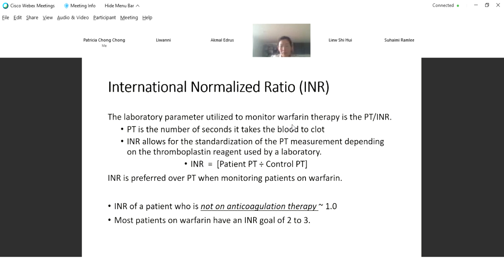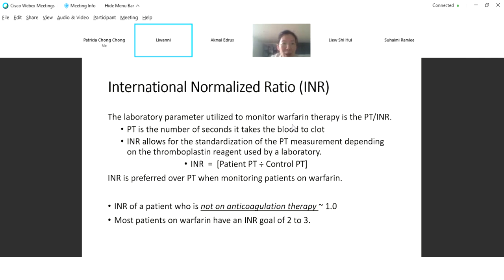So the laboratory parameter that is utilized to monitor warfarin therapy is the PT-INR. So PT is the number of seconds it takes for the blood to clot, and INR allows the standardization of prothrombin time measurement depending on the thromboplastin reagent used by the laboratory. So the formula for INR is patient's PT divided by the controlled PT.